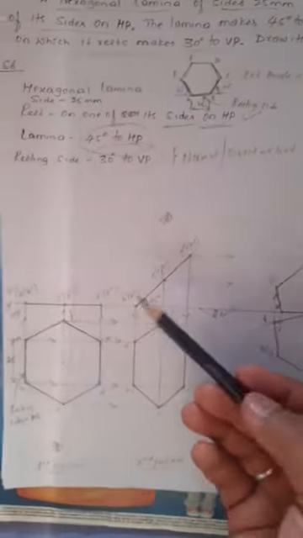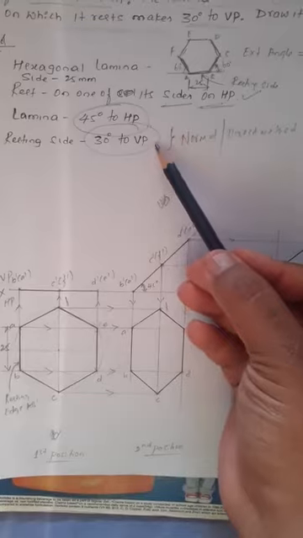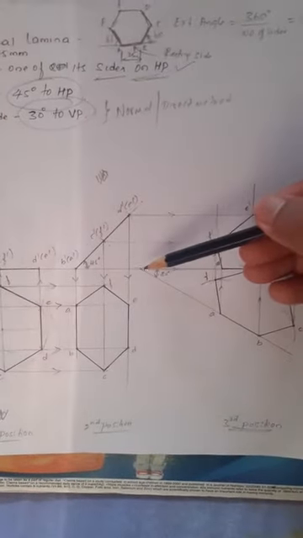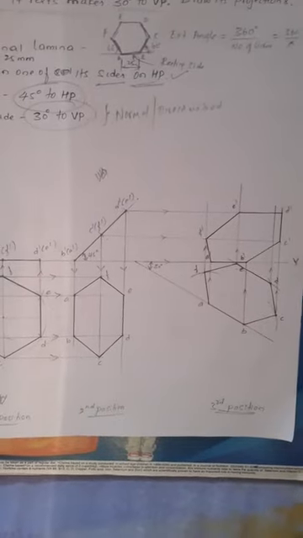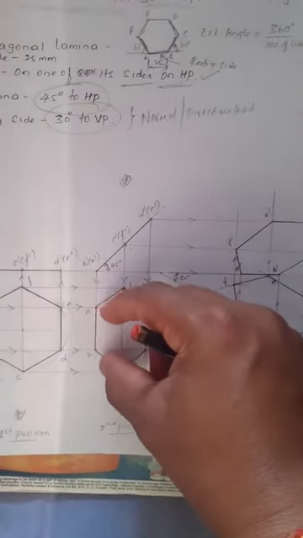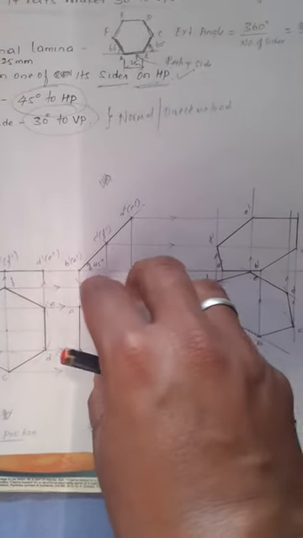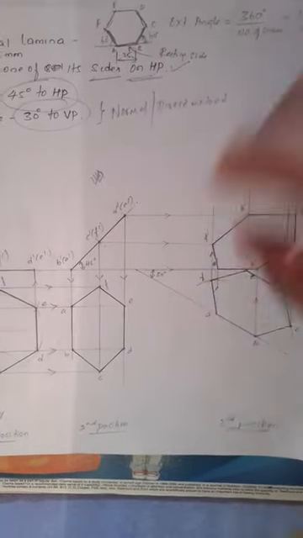Now, the resting side is 30° to VP. Whatever angle is given with respect to VP, I want to show in HP. I draw a 30° line. On the 30° line, place the resting edge AB. Just place the lamina over it, on the 30° line.